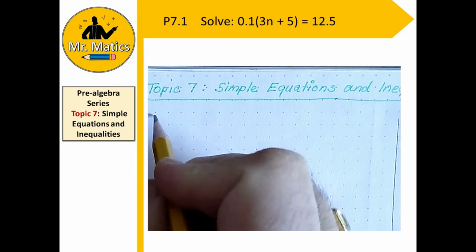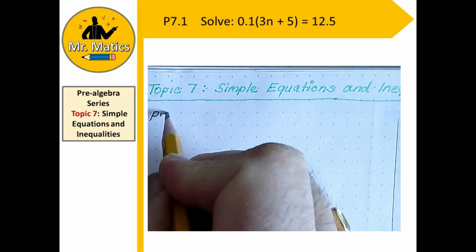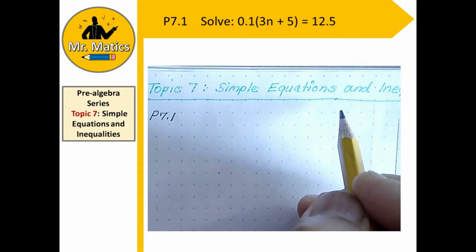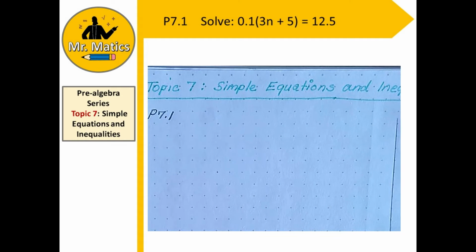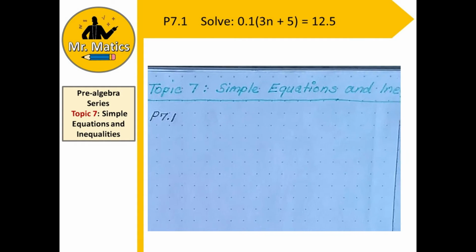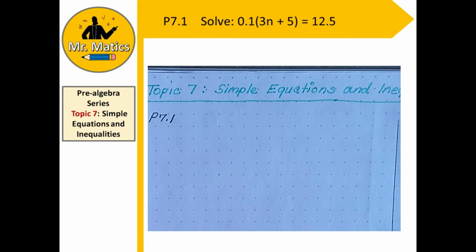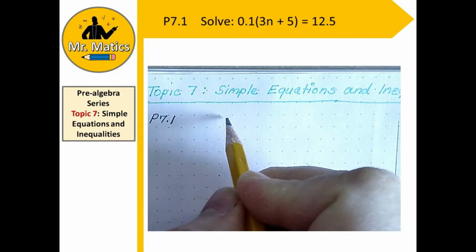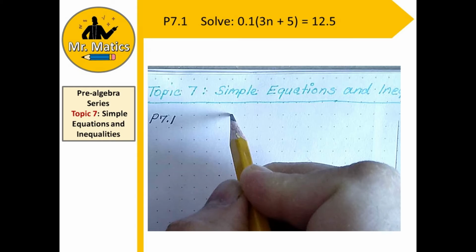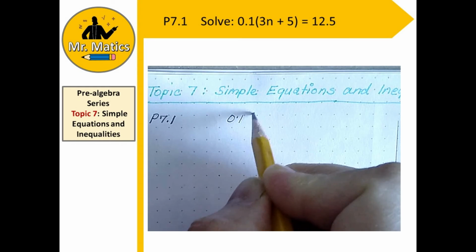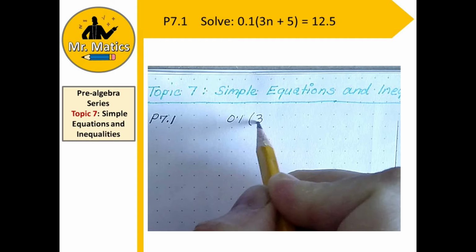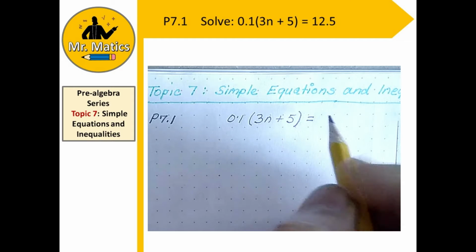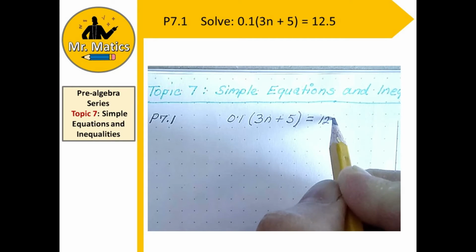Okay, problem 7.1. So today we are starting the topic simple equations and inequalities, and I will cover word problems for creating the equations also. So first problem is solving for n: 0.1 times bracket 3n plus 5 equals 12.5.